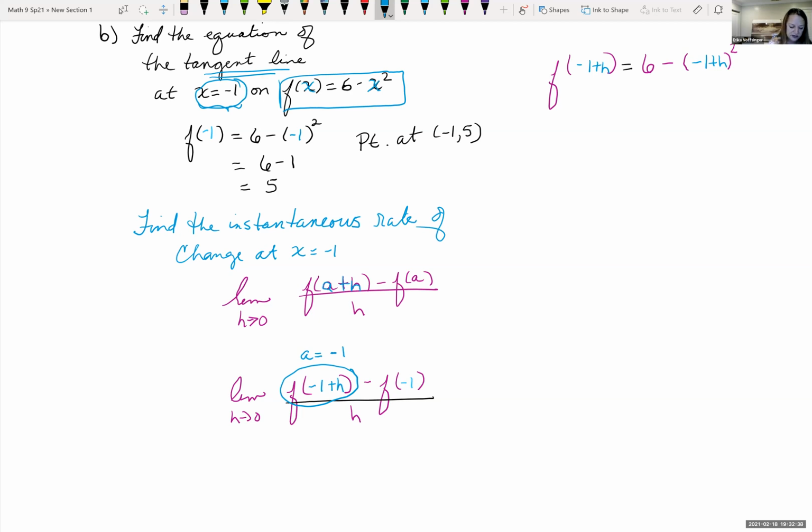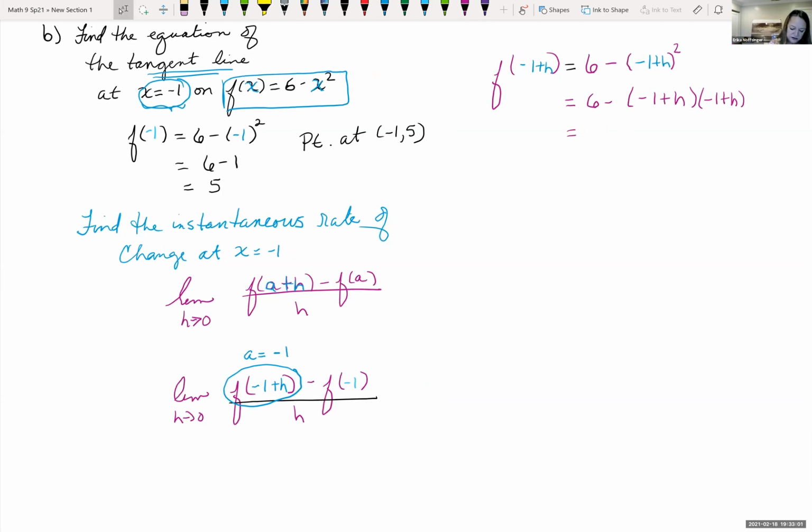So let's do some of the work here and distribute. So we have 6 minus this quantity squared. We can't just square each entry in there because there's more than one term. So we need to expand this, -1 plus h times -1 plus h. And so we have 6, bring down our negative. Need to be careful because this negative is going to have to distribute to all the terms once we've distributed this out. So I'm going to first distribute -1 plus h times -1 plus h.